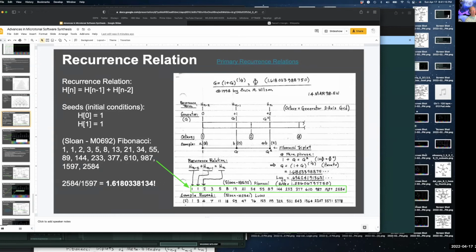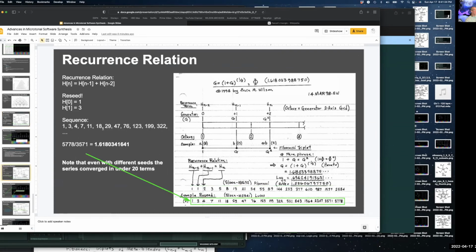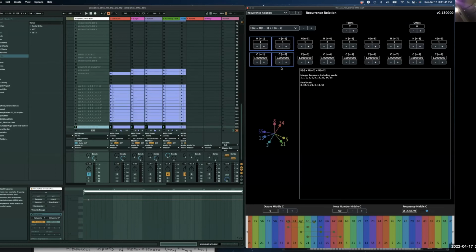2,584 over the thing before it, 1,587, converges to 1,618. And then the other thing I want to show you here is in the same paper that Irv did, he reseeded it. So instead of 1 1, he reseeds it with 1 and a 3, and these numbers are totally different. Like the silver, is that the silver mean, John? I don't even know if you would call it that. I don't think there is such a thing.